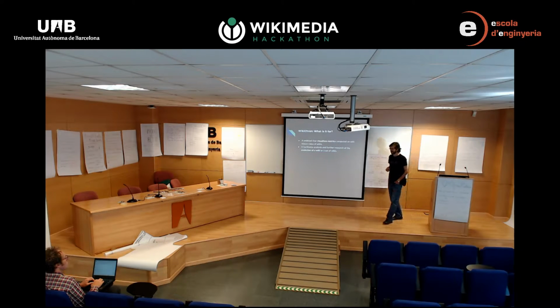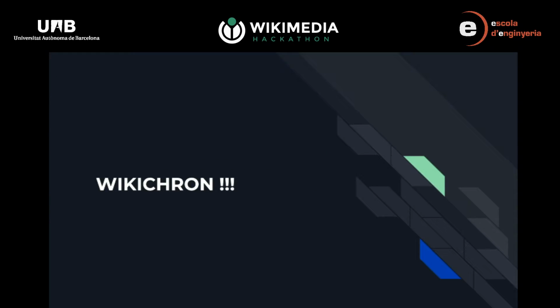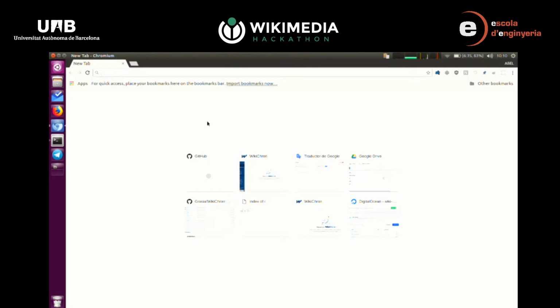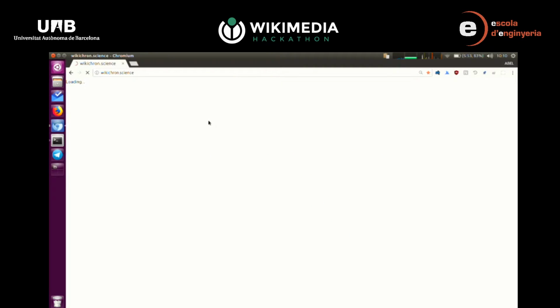So first of all, what is WikiChron for? WikiChron is a web application that helps you to visualize metrics, data of your wikis, the history data. And it facilitates the analysis and research on the evolution of wikis or a set of wikis. So let's go in. It is at wikichron.science. It's online.